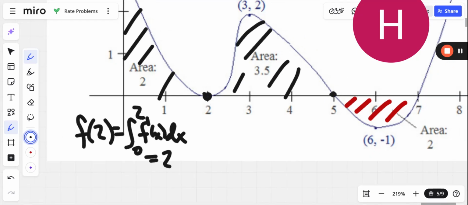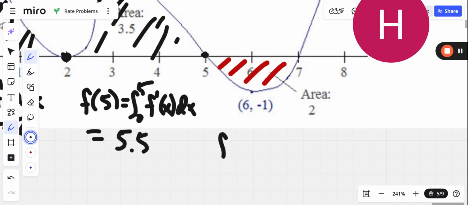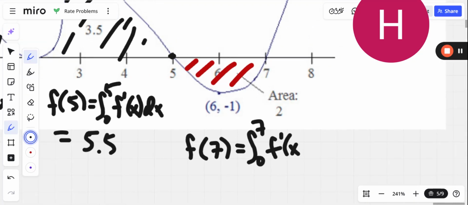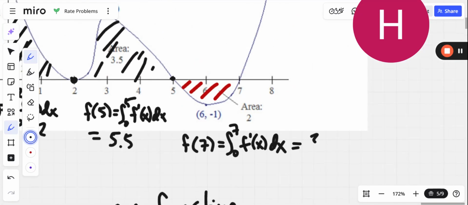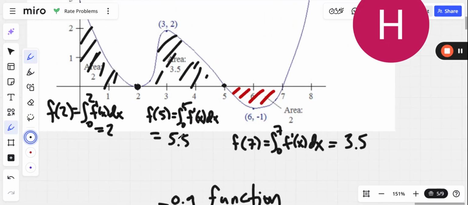That's not a minimum. f of 5 is just going to be the integral from 0 to 5, which is also a decent value. It's going to be 2 plus 3.5 because it's all of this area here. So that's not going to be a minimum value. f of 7 is going to be a local minimum, but it's still not going to be a minimum, because if we add all the positives and subtract the negative area here, we're just going to end up with 3.5, which is lower than 5.5, but it's not the lowest.